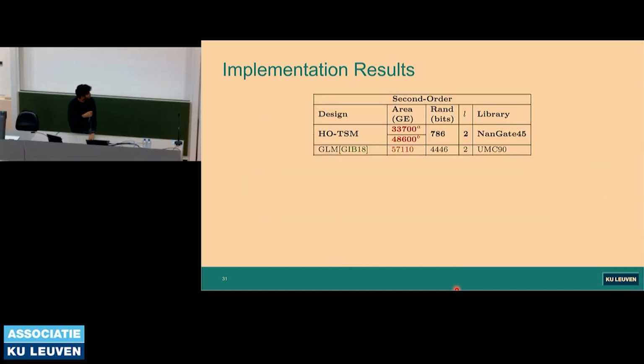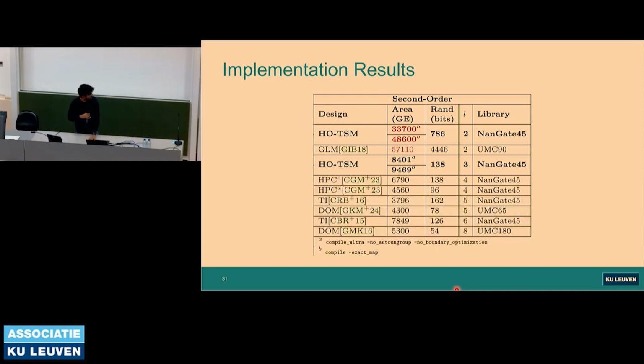So again, this is from the same paper, but it's without the optimization, which was the previous results. As you can see, the area and the randomness is quite large with latency 2. I couldn't find any other designs with latency 3 to compare with. So the area is again reduced by 4 times, I guess. And then randomness is also reduced by a lot, but it has an additional cycle of latency. And we also have some other designs which have higher latency, but are more efficient than our work. They are based on TI, HPC, DOM, etc.